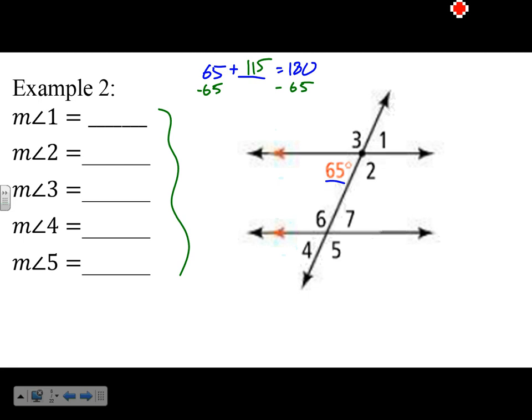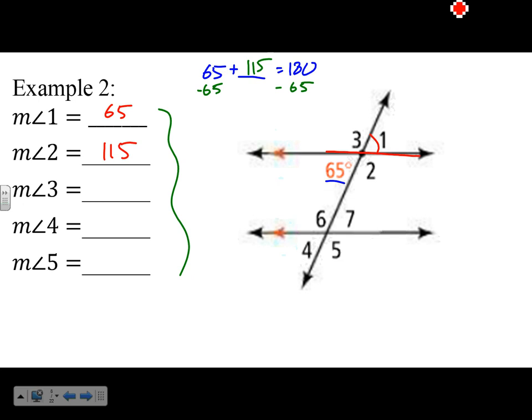So what is angle 1? It's a vertical angle, so that's 65. You don't have to say it's a vertical angle, but I want to make sure you're realizing the thought process and why we can figure those out. Angle 2, I know that's going to be 115 because it is supplementary. It makes up a linear pair, makes up that straight line.